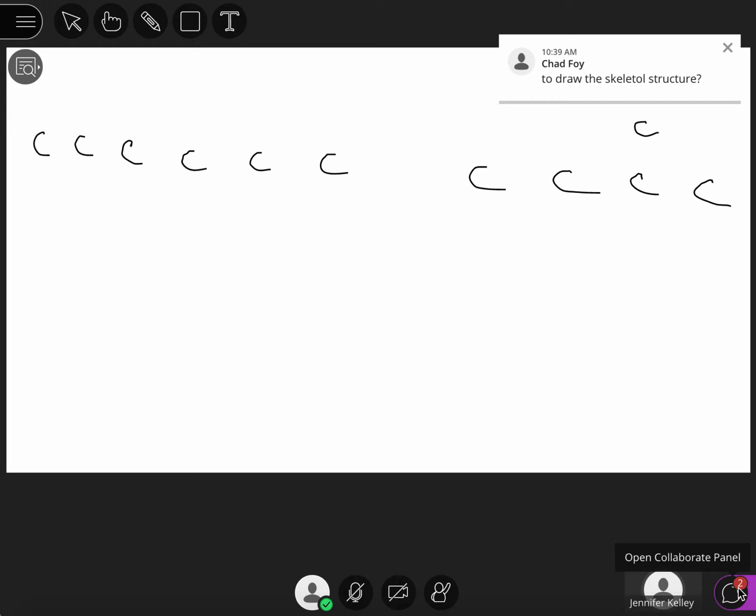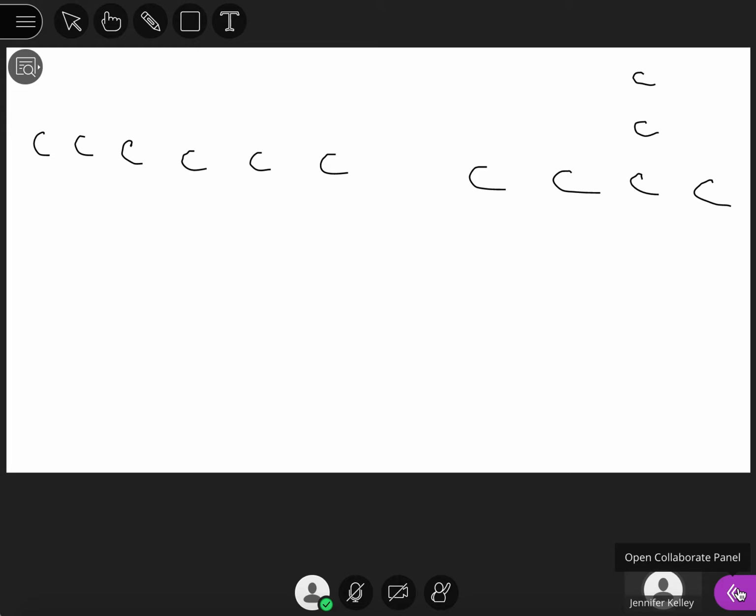Okay. So for the structures, how do you figure out the number of carbons? You mean the stick ones? Okay, I'll show you how to figure that out. Give me 1 second. Let me finish this, and I will show you how to do that.